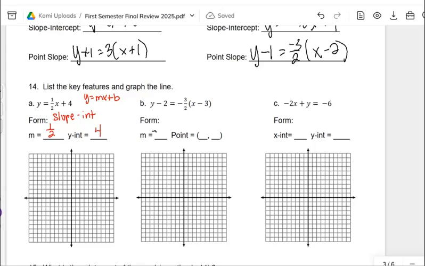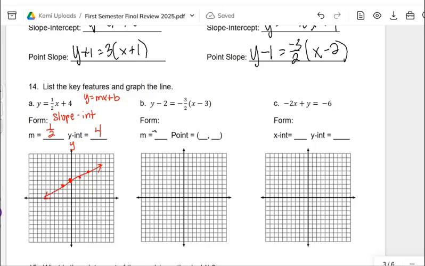So then I'm going to look here and I'm going to start at my 4 on my y-axis. It's positive, so I go up 1, right 2. If I go down from the starting point 1, then you have to go to the left 2. And there's your line.